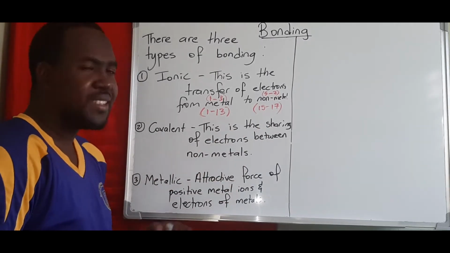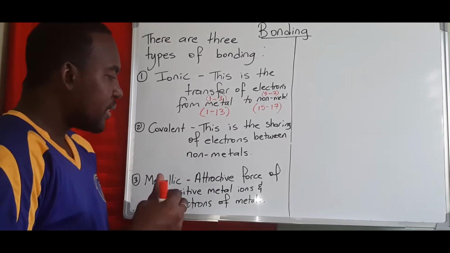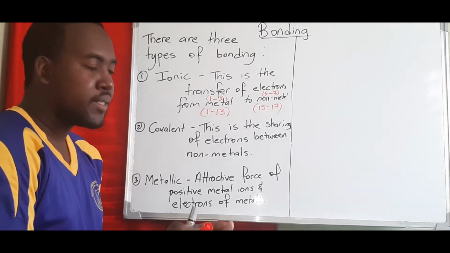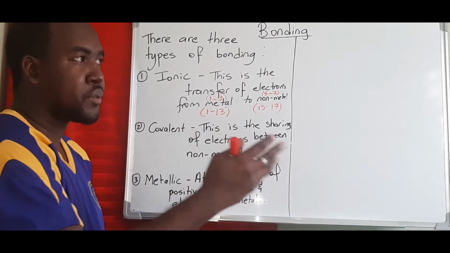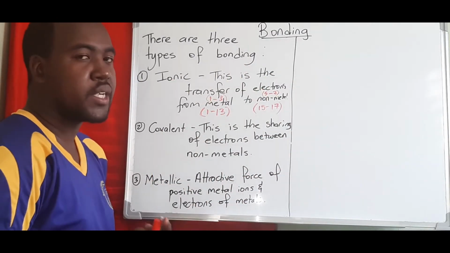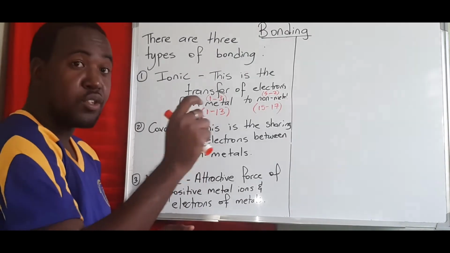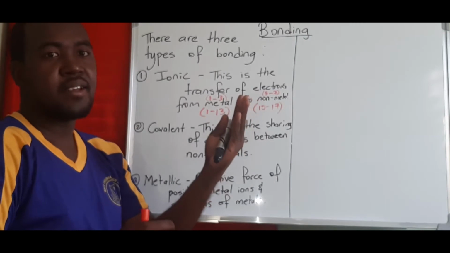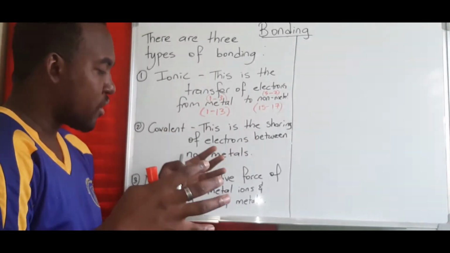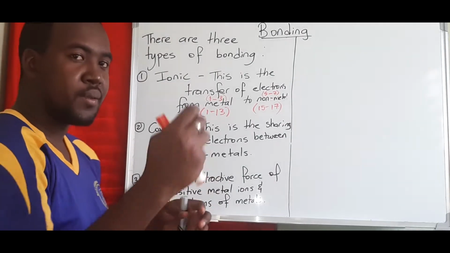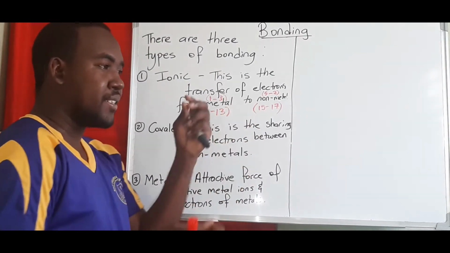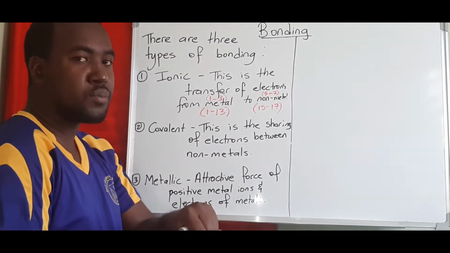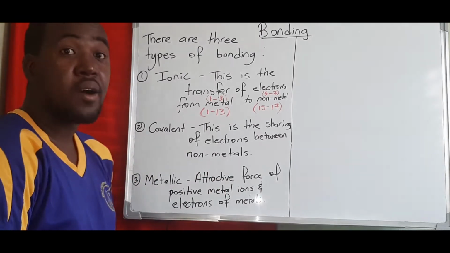And then metallic bonding, this is a rare one. This is a bonding caused by the attractive force of positive metals, so metals that have already lost electrons and are now positively charged. It's the attraction between those metals and the electrons of other metals that have not yet lost electrons. Because of that attractive force between the positive charge and the negative electrons, they are kept compact in a very small space. And that is a form of bonding.